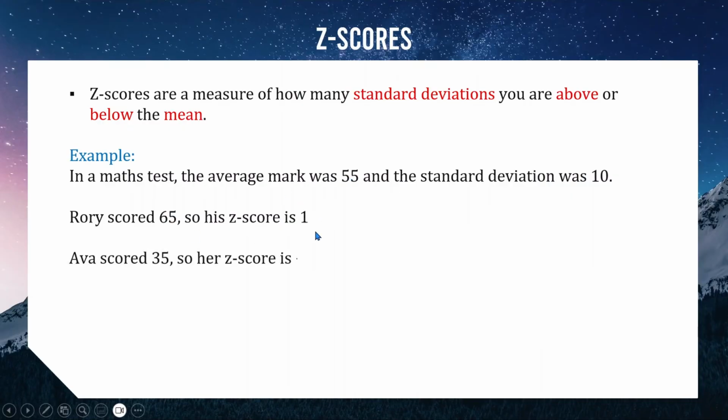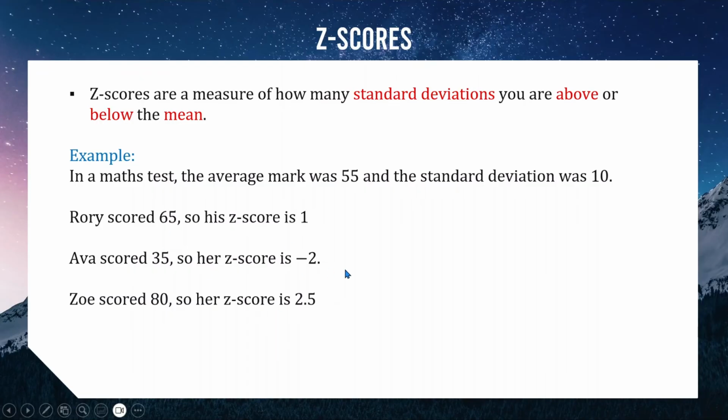Now Ava, not so lucky, she scored 35 on the test, and 35 is 2 lots of 10 below 55. So Ava is 2 standard deviations below the mean. So Ava has a z-score of -2. And our third customer is Zoe, who scored 80, and from 55 up to 80 is 25. And so she's done the standard deviation of 10 2.5 times. So a lot of the time, z-scores will be whole numbers, but they don't need to be. In this example, Zoe's z-score was 2.5 because she is 2.5 standard deviations above the mean. Okay, so when they're nice numbers, you can kind of do them in your head like we did just here.